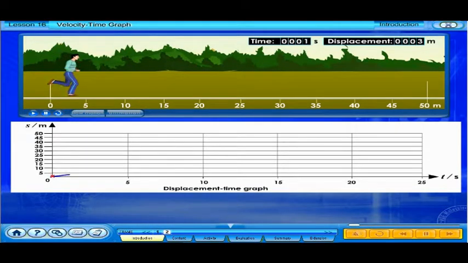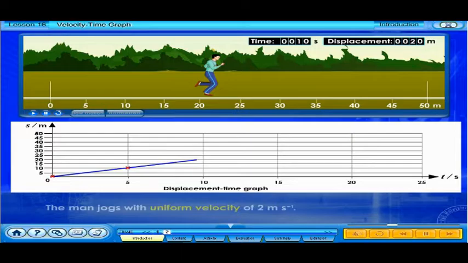Do you remember this man? In the last lesson, we plotted a displacement versus time graph for the motion of this man. The man jogs with a uniform velocity of 2 meters per second. From this information, we can draw a velocity versus time graph for the motion of this man.